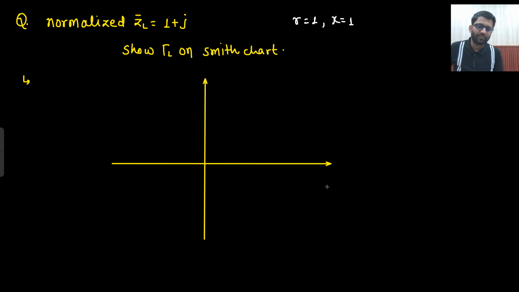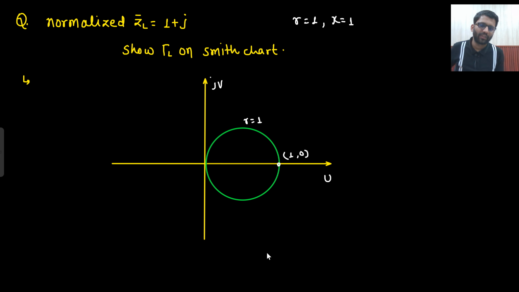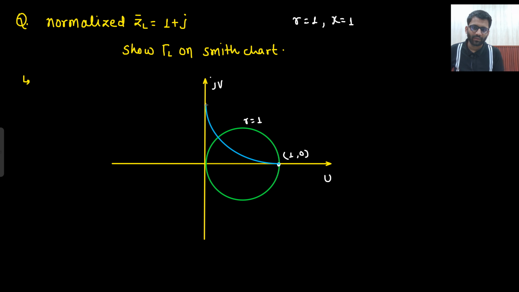So this is my U, this is my JV. So this is my complex gamma plane. This is my R equals to 1 circle. Certainly this circle will pass from 1, 0, there is no doubt. Now from 1, 0 only another circle is originated, which is your X equals to 1 circle. Completely I am not going to make. Why? Because that is of no use. So this is my X equals to 1 circle, where both are cutting at this point. So this is my ZL dash.